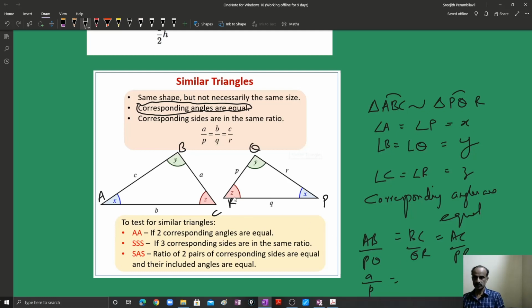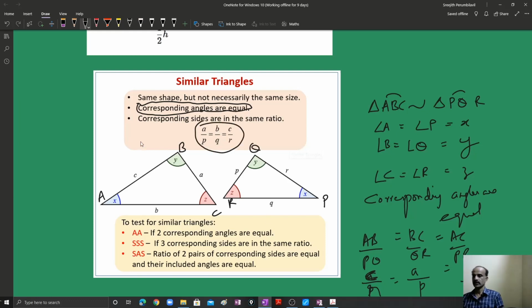So no, they are different. The order is coming different. AB, how much is AB? AB is C. AB by PQ, PQ is R, so C by R. C by R is equal to BC by QR, BC is A, so A by P. That is equal to AC by PR, AC is B divided by PR. The same thing is given here also.